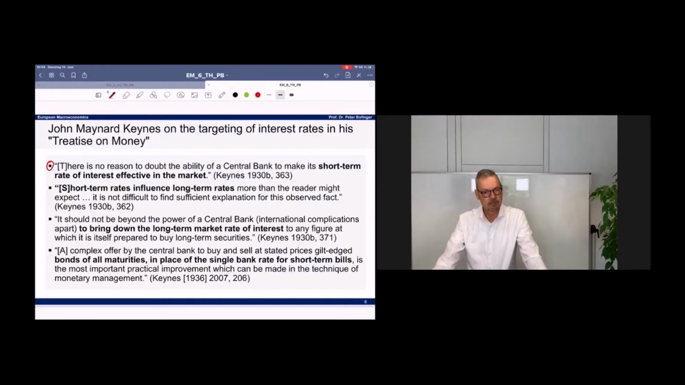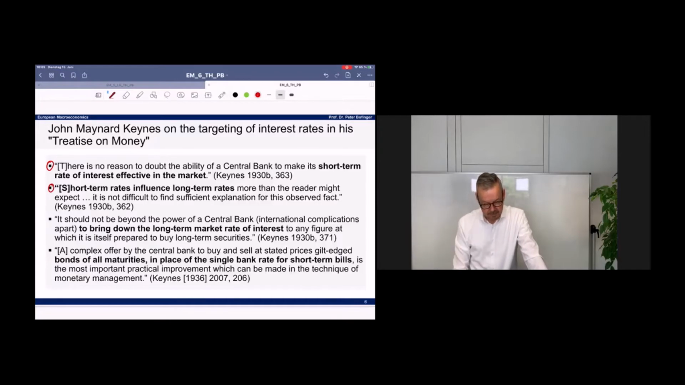market. Yes, central banks control short-term interest rates, and then this is the interest rate that is really relevant in the money market rates. And then the second aspect, the idea that the short-term interest rates have an impact on longer-term interest rates. And here he says short-term rates influence long-term rates more than the reader might expect. It's not difficult to find sufficient explanation for this observed fact.